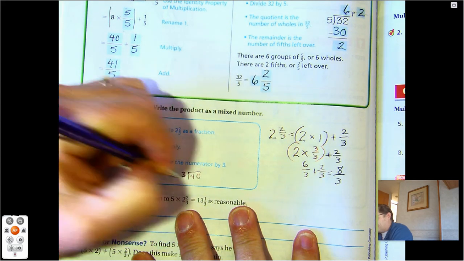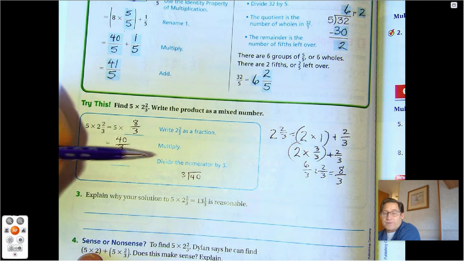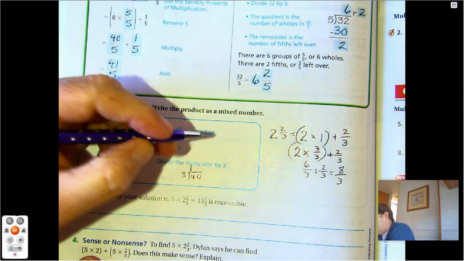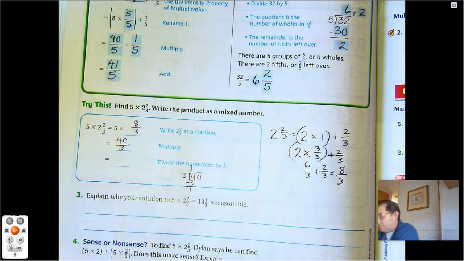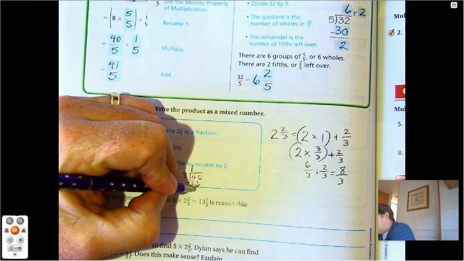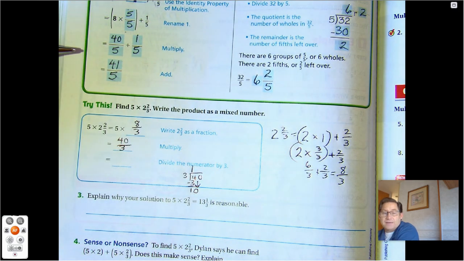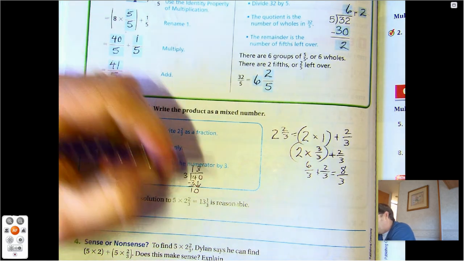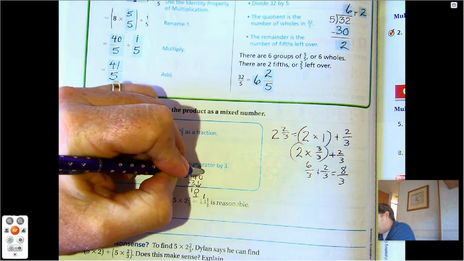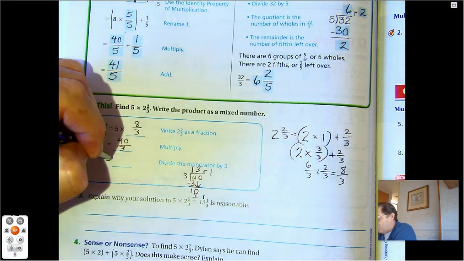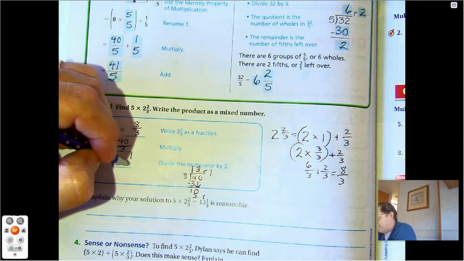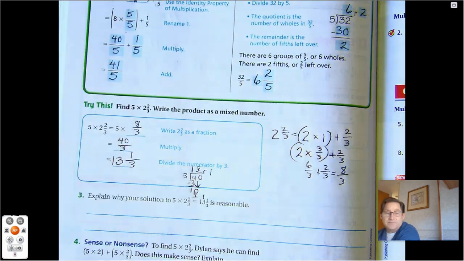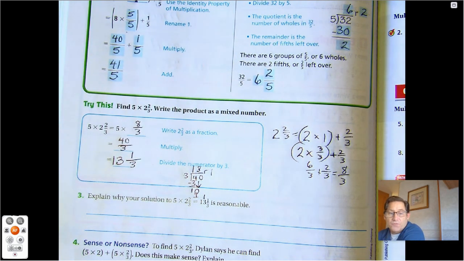40 divided by 3. Can I share 4 tens with 3 groups? Yes. We can put 1 ten in each group, leaving us with 1 ten. I can't share the 1 ten evenly into 3 groups. So I'm going to rename that as 10 ones. I don't have any other ones to add to it. So how many ones? 3 ones. 3 times 3 is 9 with a remainder of 1. So 13, remainder 1. 13 is the whole number. 1 is the numerator over the divisor 3. 13 and 1/3.